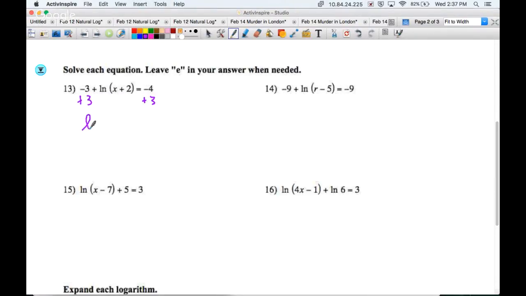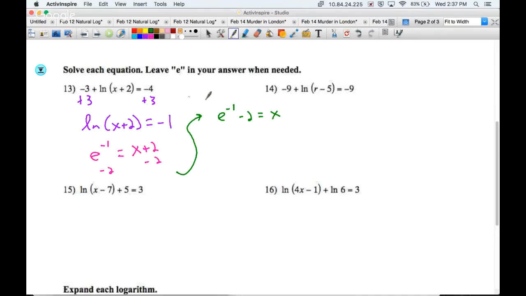So to do 13, I want to get this natural log by itself, so I'm going to add 3 to both sides. We get ln of x plus 2 equals -1. The base of this logarithm is e, so when I rearrange it into exponential, I'm going to get e to the -1 equals x plus 2. Subtract 2 from both sides, and we get e to the -1 minus 2 equals x. This is a fine answer. We can leave it like this.